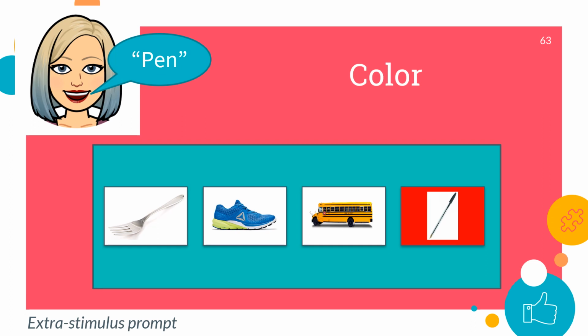Color could be used as an extra stimulus prompt. Here is another receptive identification example. As you can see here, the background of the target stimulus, pen, which matches the SD, is red. That background could prompt the child to select that stimulus that corresponds to the discriminative stimulus, pen.